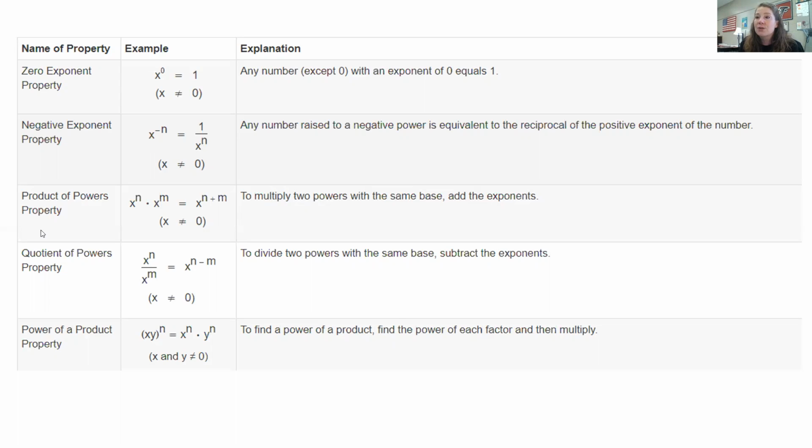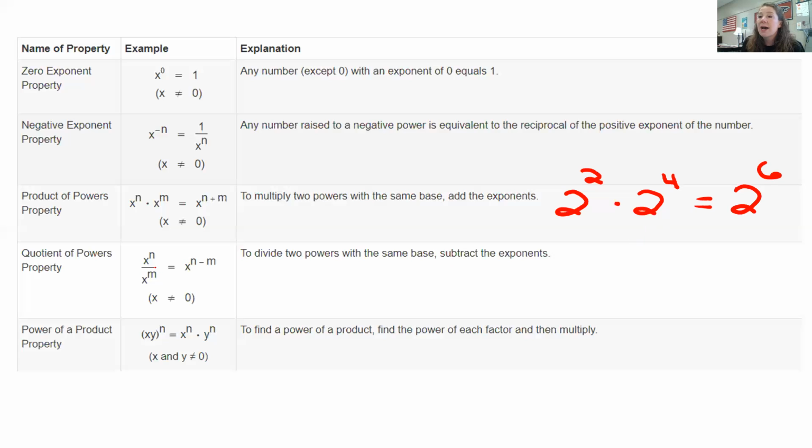The product of powers: if you have two numbers that have the same base, like x times x, your answer is you keep that base and you add those exponents. So even if it's a number like 2 raised to the 2nd power times 2 raised to the 4th power, the bases are the same, so you keep those bases. So this base is 2, you add those exponents and you get 6. And then of course you can simplify it from there.